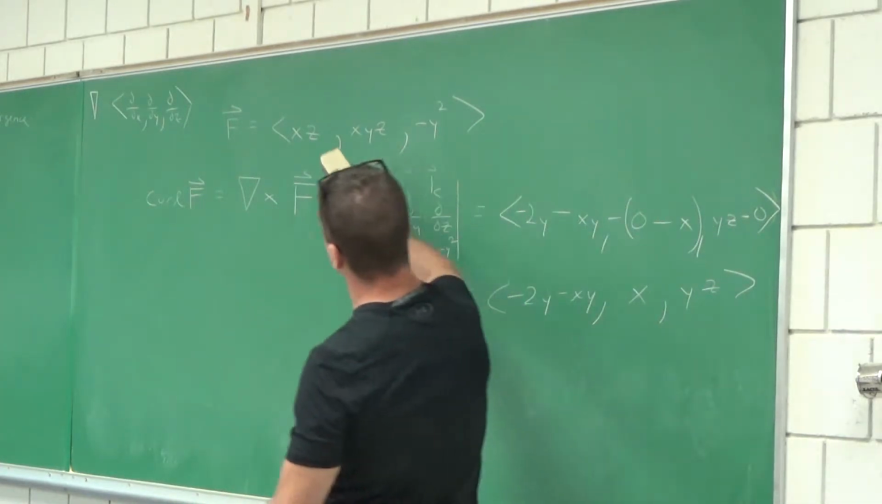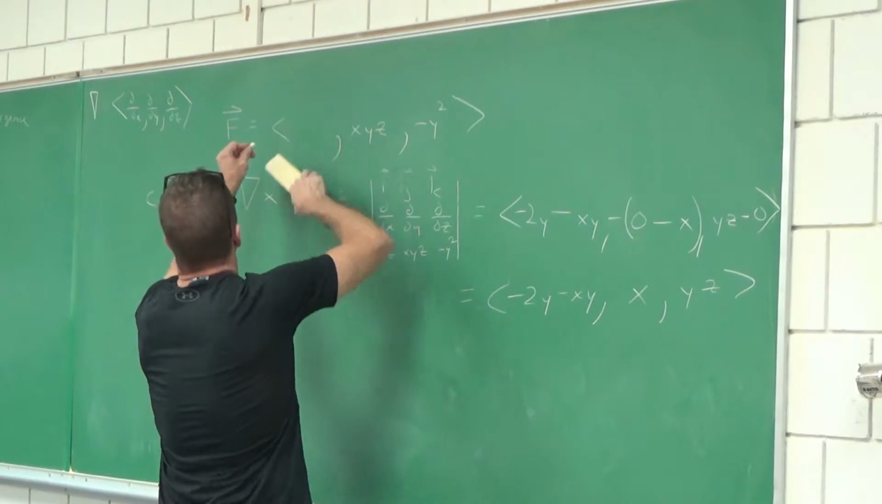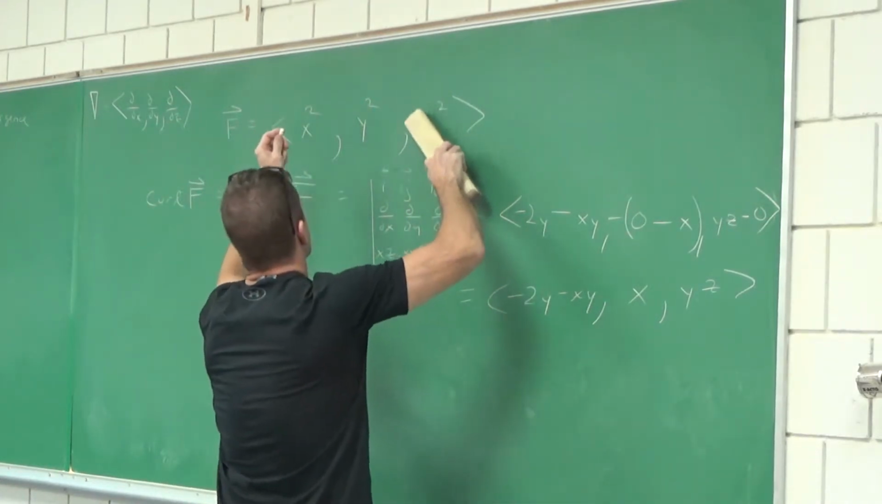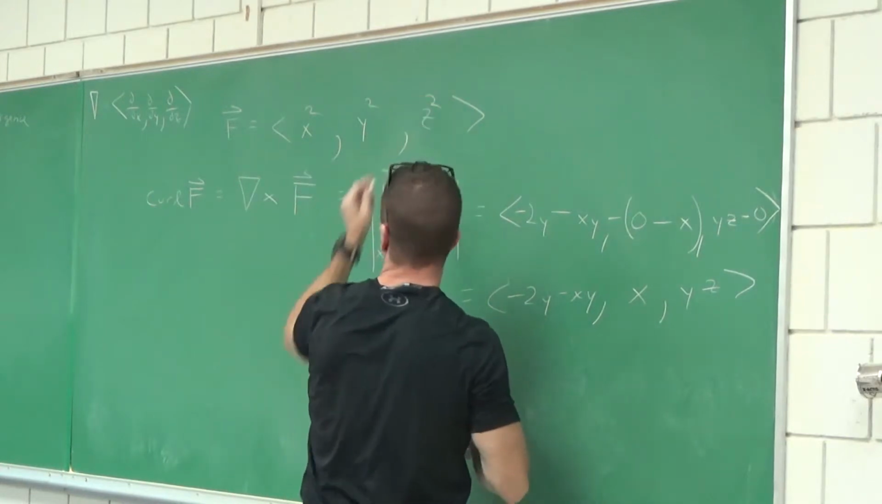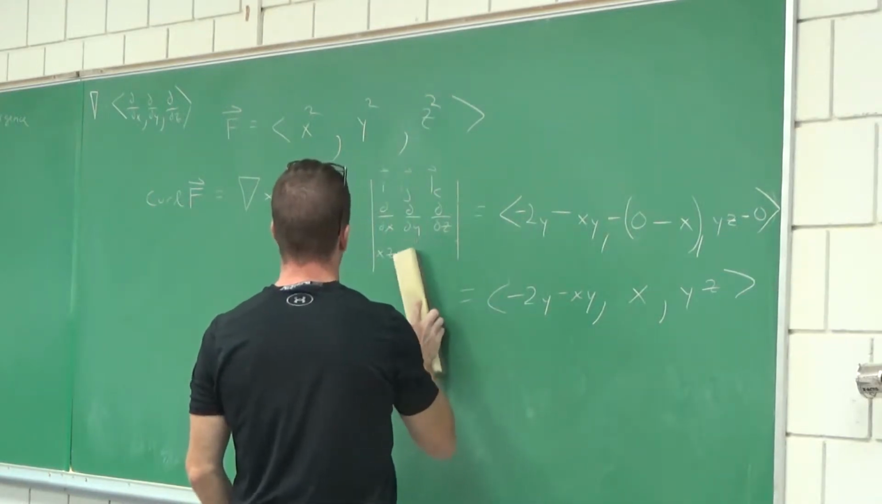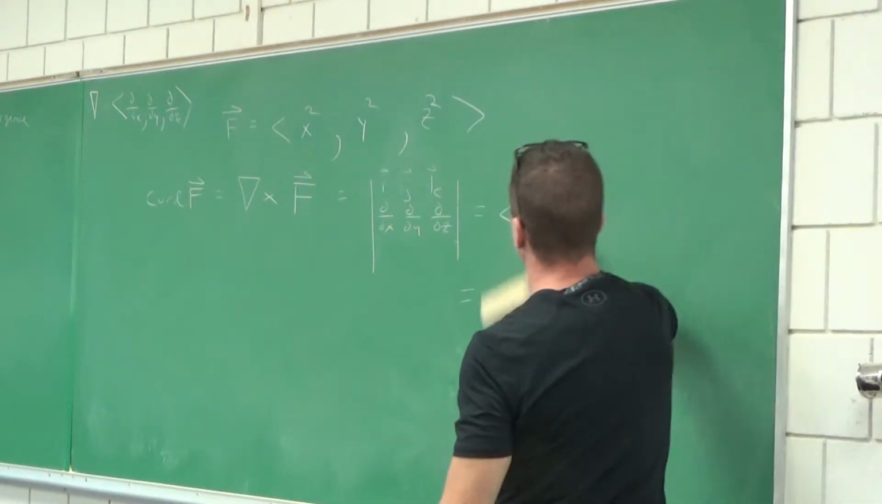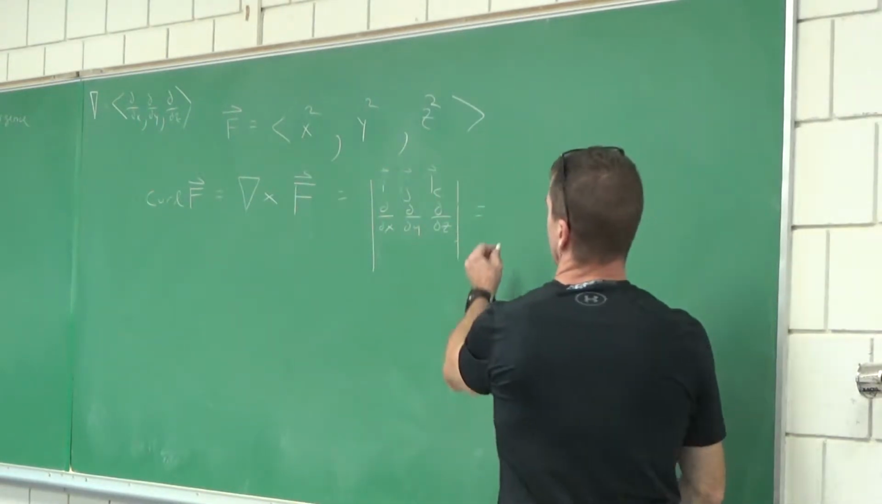Try this one now. How about x squared, y squared, z squared? Just to do them up. So sometimes you get expressions like we just saw, but sometimes it comes out a lot easier.